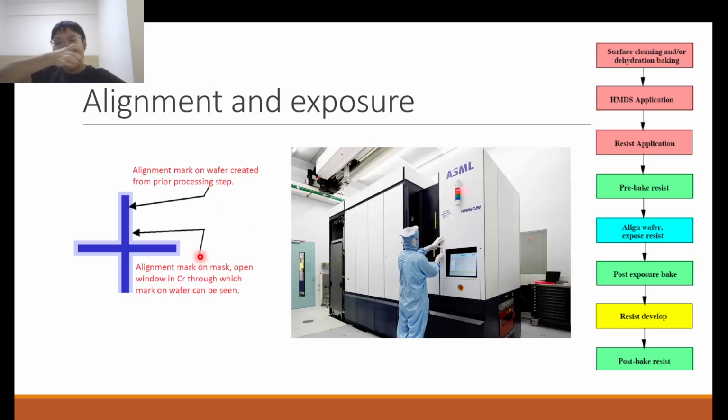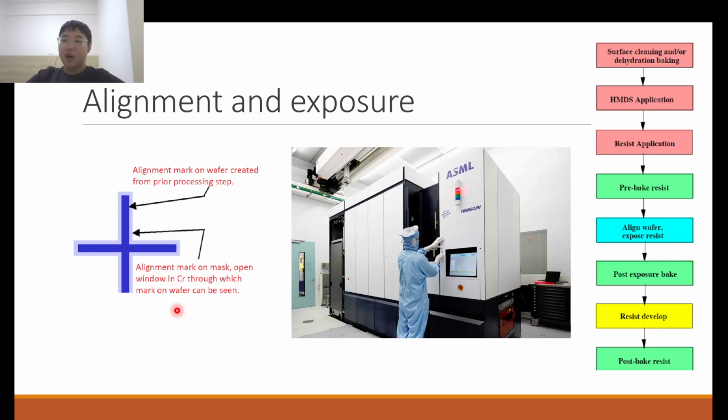Then after that, it's time for alignment and exposure. So basically, alignment in this exposure step is extremely important, because the kind of features that you are defining are like 10 nanometers, maybe even 7 nanometers, very, very small dimensions. And so as a result, you need an extremely precise alignment.